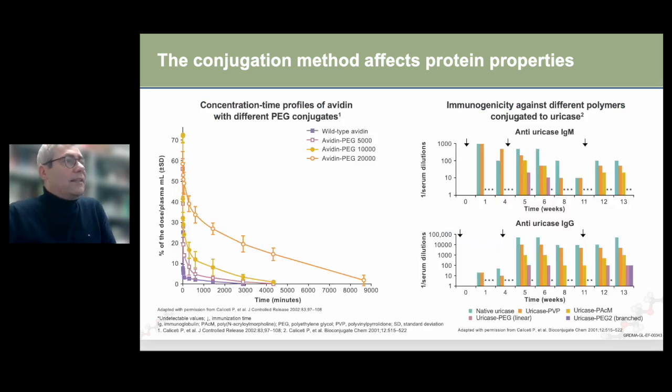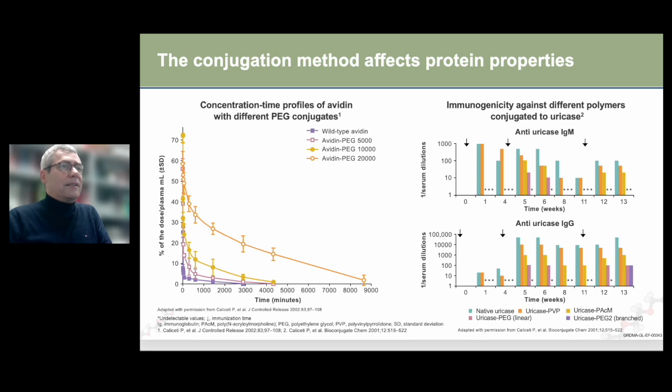So in this slide, we can see the effect of the PEG mass of the conjugate on the permanence in the bloodstream. As an example, avidin was conjugated with a PEG of 5 kilodalton, 10 kilodalton, or 20 kilodalton. All these PEGs are linear chains. And we can see that by increasing the molecular weight of PEG, there is a significant, remarkable increase of the permanence in the bloodstream.